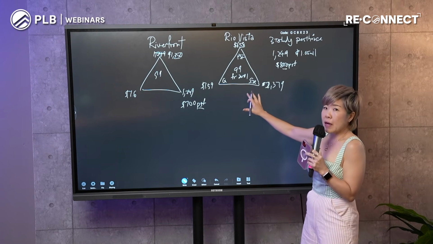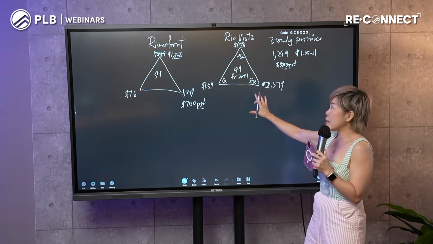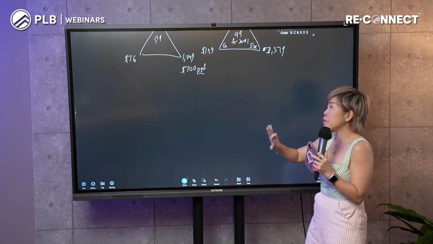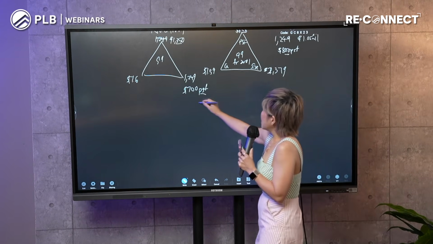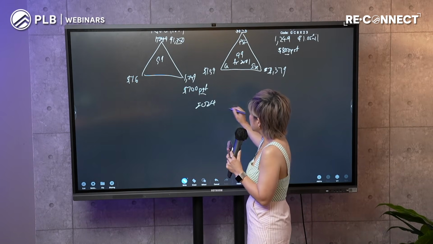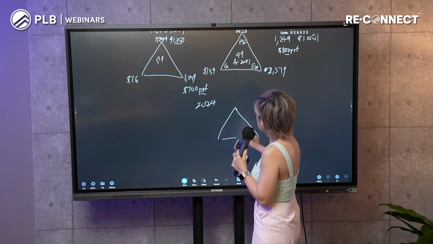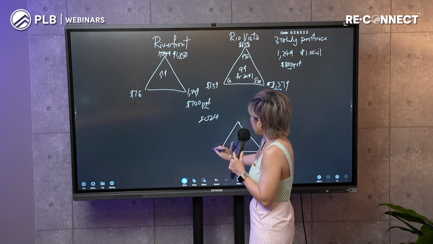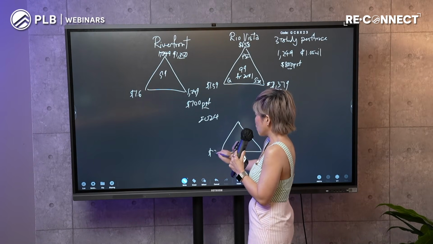However, they decided to go into this Real Vista unit. And what happened in 2024, as we can see, when they exited, same size, same quantum, they exited at 2.42.